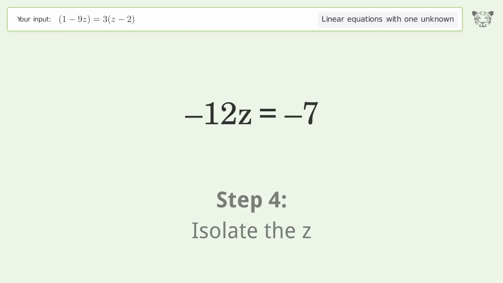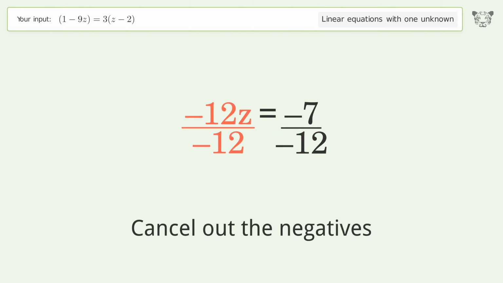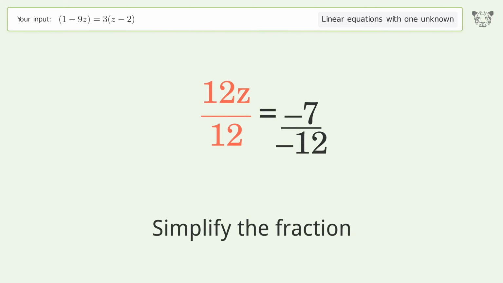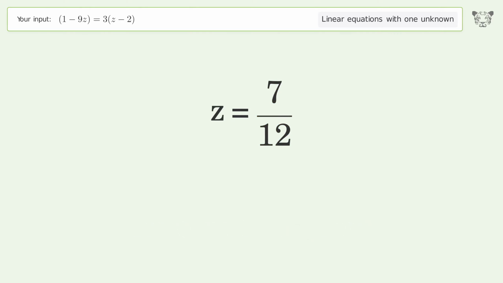Isolate the z. Divide both sides by -12. Cancel out the negatives. Simplify the fraction. Cancel out the negatives. And so the final result is z equals 7/12.